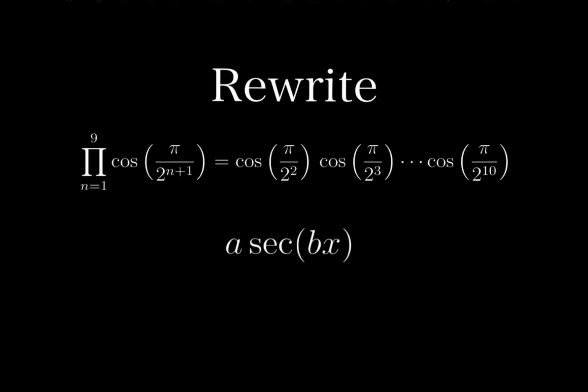Today, we are going to be solving a problem that was created by, you guessed it, an 8th grader. This 8th grader calls himself online Math645, and he managed to write a pretty interesting problem on the product of cosines. Basically, he asks us to rewrite this product of cosines, cosine of pi over 2 squared, cosine of pi over 2 cubed, on until cosine of pi over 2 to the 10th, in the form of a secant of bx, where a and b are constants.